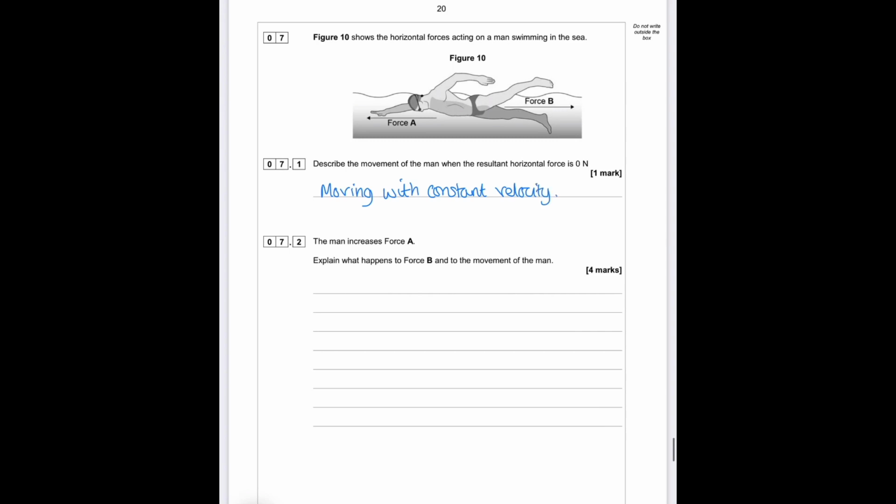The second part of the question says the man increases force A. Explain what happens to force B and to the movement of the man. So if we increase force A, to start with, the man's going to start to accelerate. He's going to move faster. But then the friction will start to increase as well until A and B are equal again. And when they're equal again, that means his resultant force is zero. So he's moving with constant velocity again, but the constant velocity now would be higher than the constant velocity before.